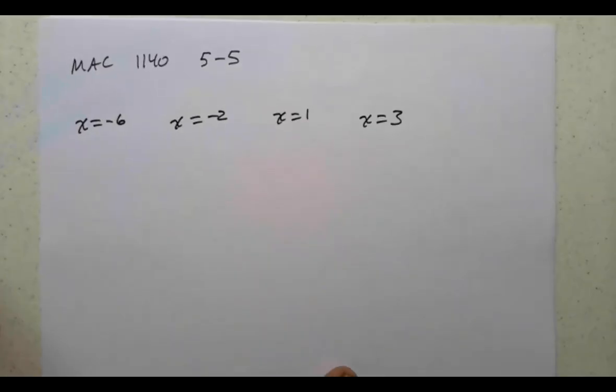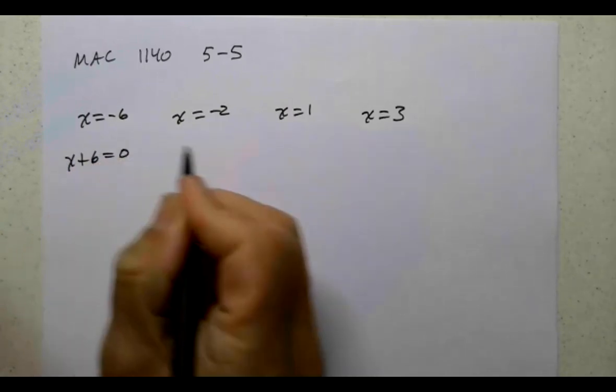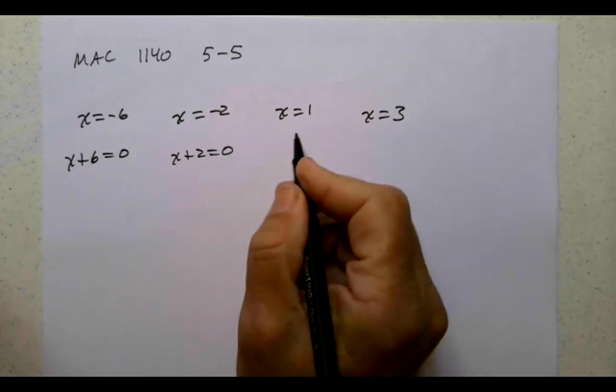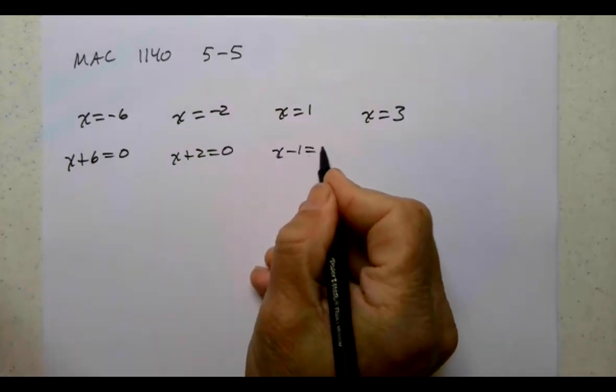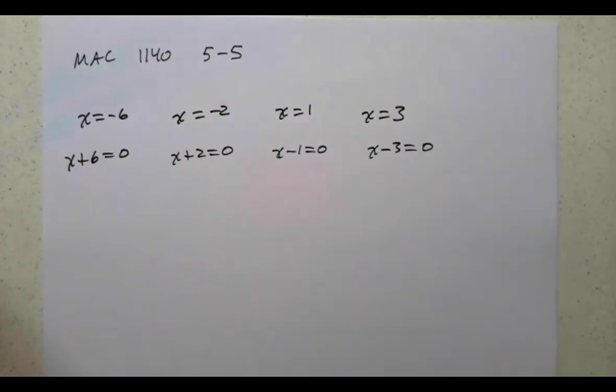So from that, we want to build a polynomial. Well, if x equals -6, that means x plus 6 is 0. If x equals -2, that means x plus 2 is 0. If x equals 1, that means x minus 1 is 0. If x equals 3, that means x minus 3 is 0.